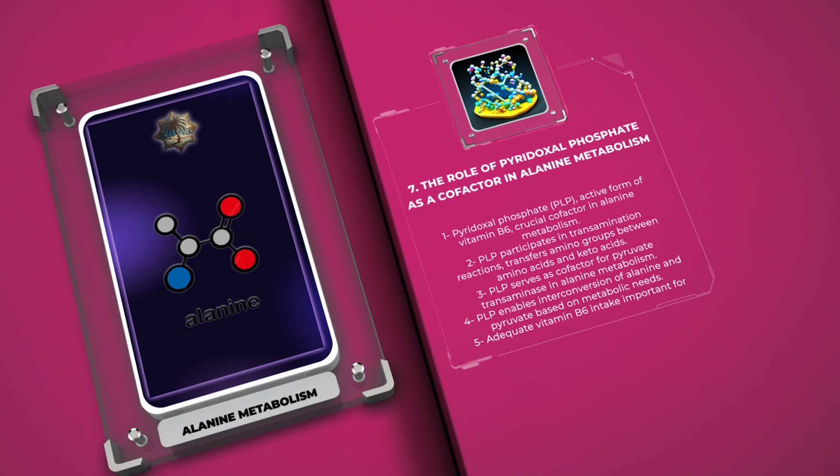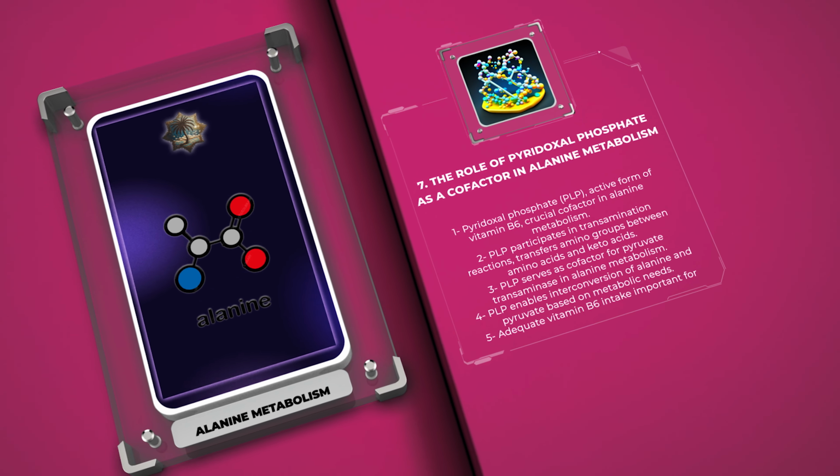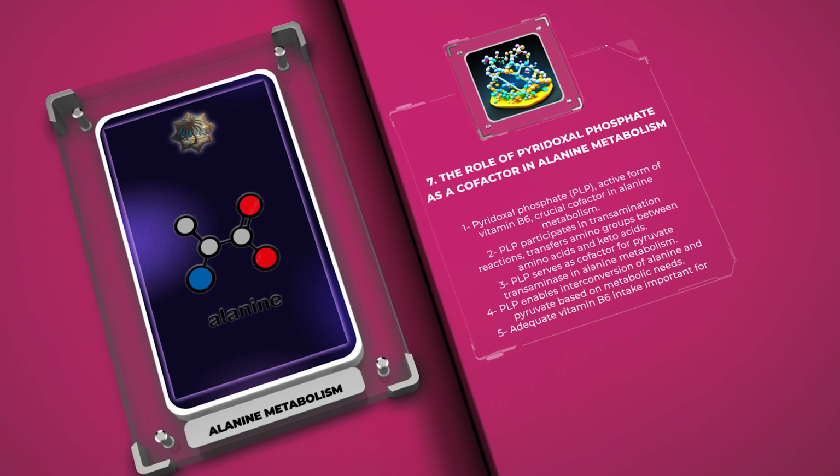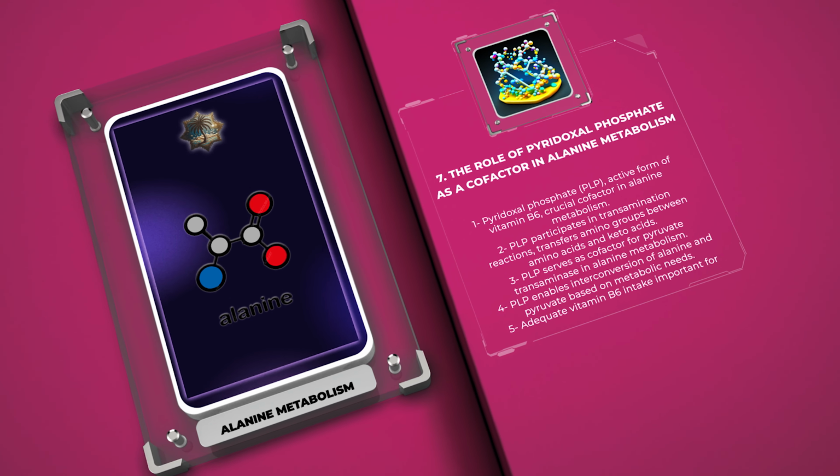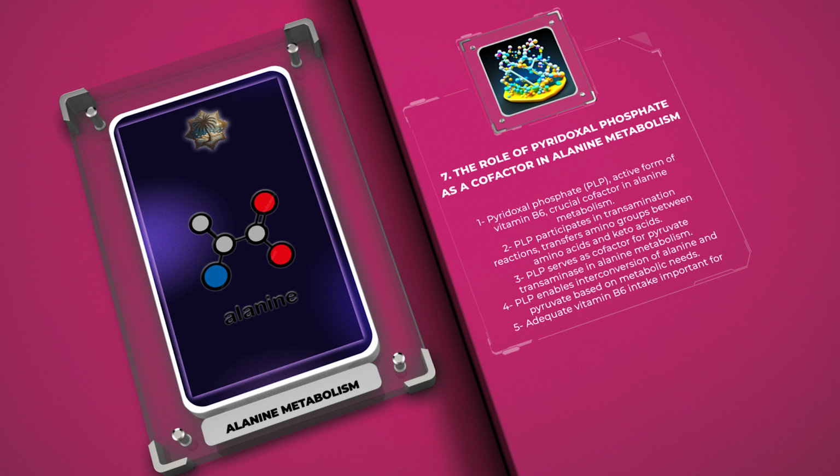In the context of alanine metabolism, PLP serves as a cofactor for pyruvate transaminase, which catalyzes the conversion of pyruvate and an amino acid, usually glutamate, into alanine and another keto acid. This reaction is reversible, allowing the interconversion of alanine and pyruvate based on the metabolic needs of the body. The role of PLP in alanine metabolism highlights the intricate interplay between vitamins, cofactors, and enzymatic reactions.